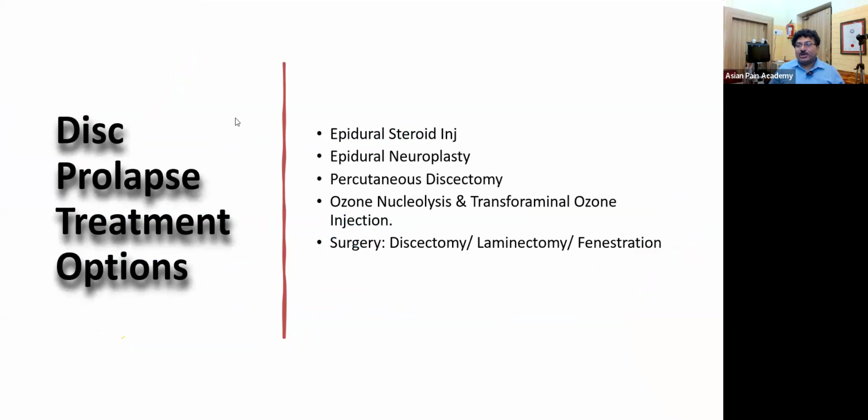Now, coming to the treatment options for disc prolapse. Epidural steroid injection, epidural nucleoplasty, percutaneous discectomy, ozone nucleolysis, transforaminal ozone injection, discectomy, laminectomy, or fenestration surgery. These are usually recommended for disc prolapse. Now, I have given you a long list. Not all the procedures are performed today. Some are historical, some are more commonly done. But the epidural steroid injection is the first line, I should say. In most cases, it gives good results. And definitely, according to the severity, you have to go to other procedures.